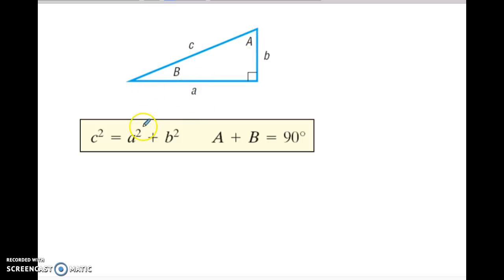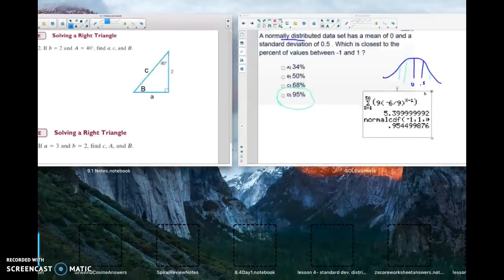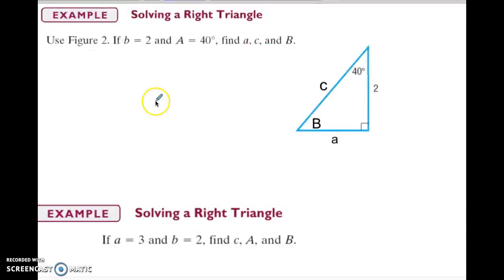All right, important things to remember is the Pythagorean theorem, a squared plus b squared equals c squared, and that in a right triangle, if this is a 90-degree angle, then the other two angles together have to add up to 90 because remember, all together they have to add up to 180 degrees. So if I wanted to go ahead and solve this right triangle here, I would first be able to tell right off the bat that angle B has to be 50 degrees.